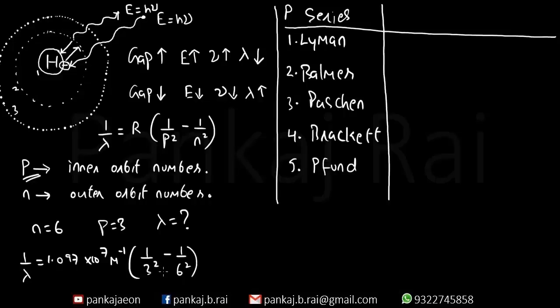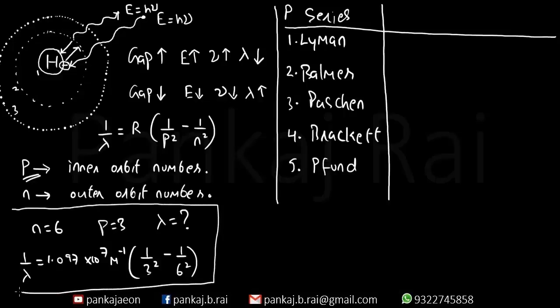Now you can solve this. It would be 1 by 9 minus 1 by 36. That will be cross multiplication, and in that case you will receive the value of the lambda. So this is one of the examples of the questions which are asked. They ask you that if there is a transition from the nth orbit to the pth orbit, then find the wavelength of the photon which is emitted.